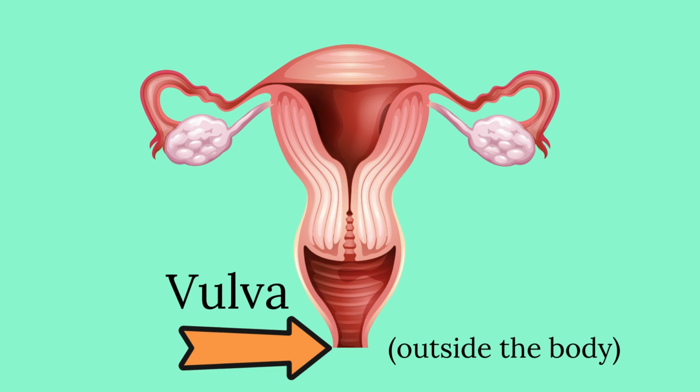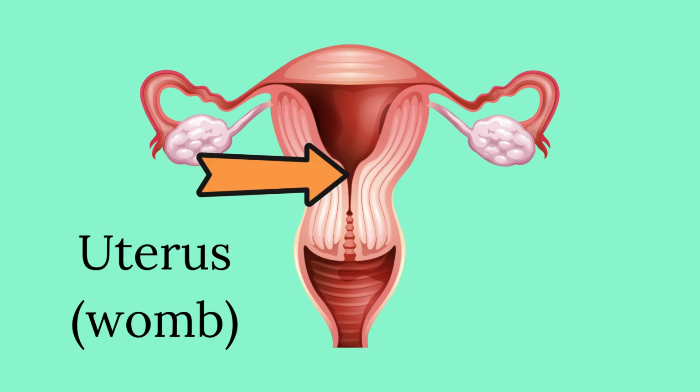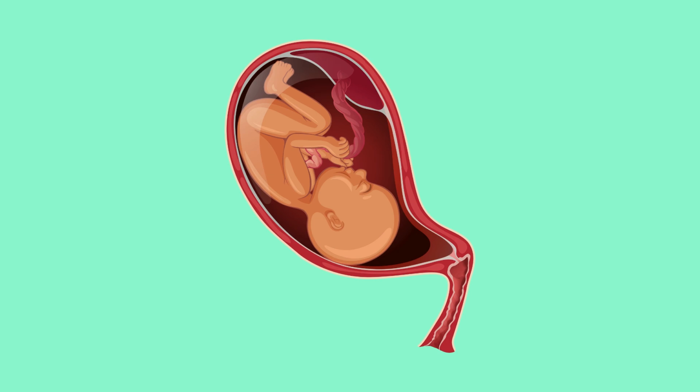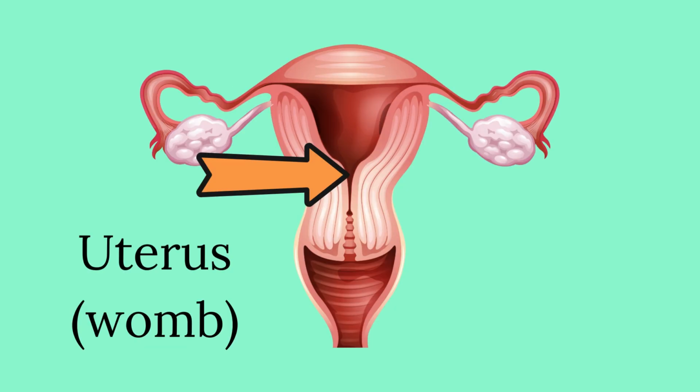Vulva. The vulva is what you see on the outside of the body, while the vagina is the internal part. Uterus. The uterus, or womb, is where a baby grows during pregnancy. It's located in the lower abdomen.